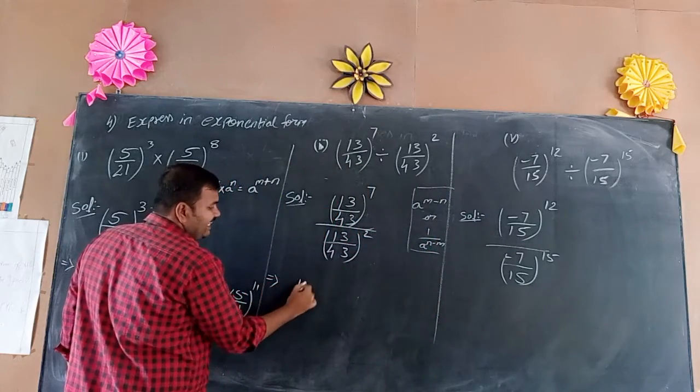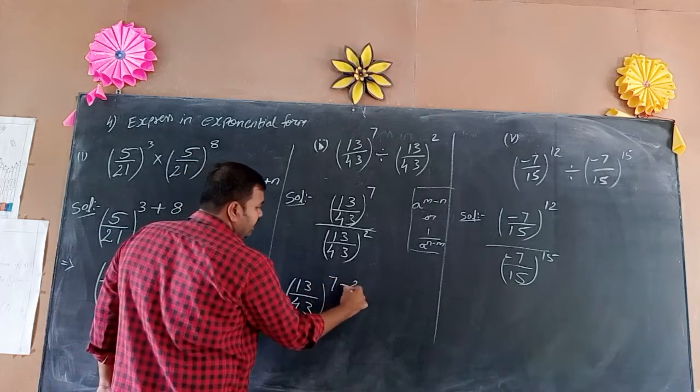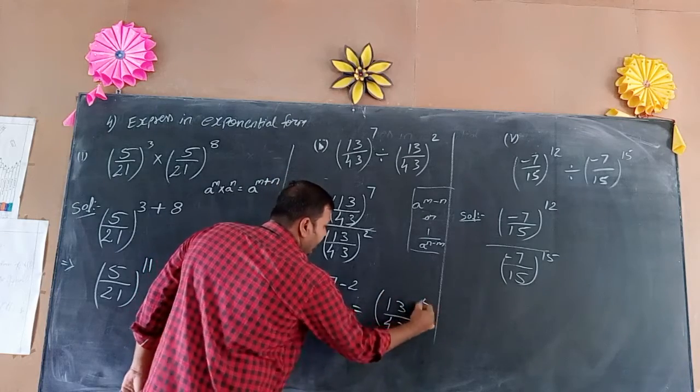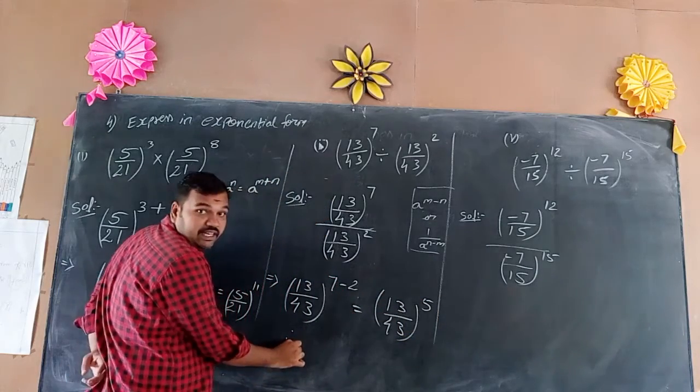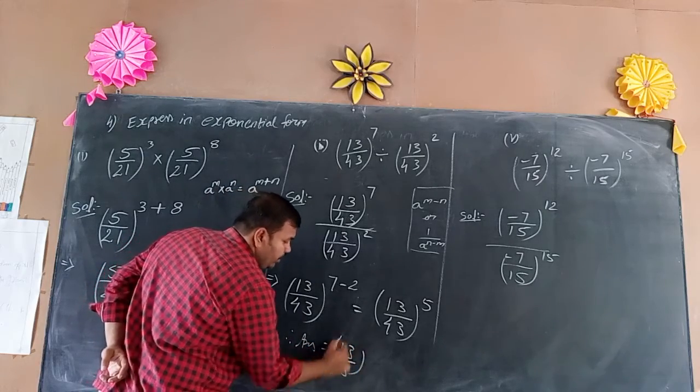So subtract in the numerator form. 43 whole to the power of 7 minus 2, that is 13 by 43 whole to the power of 5. Therefore, the answer is 13 by 43 whole to the power of 5.